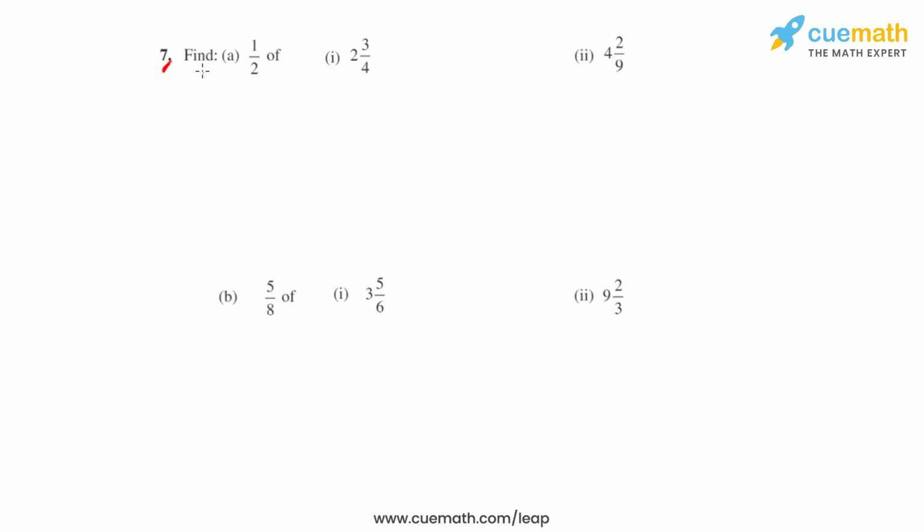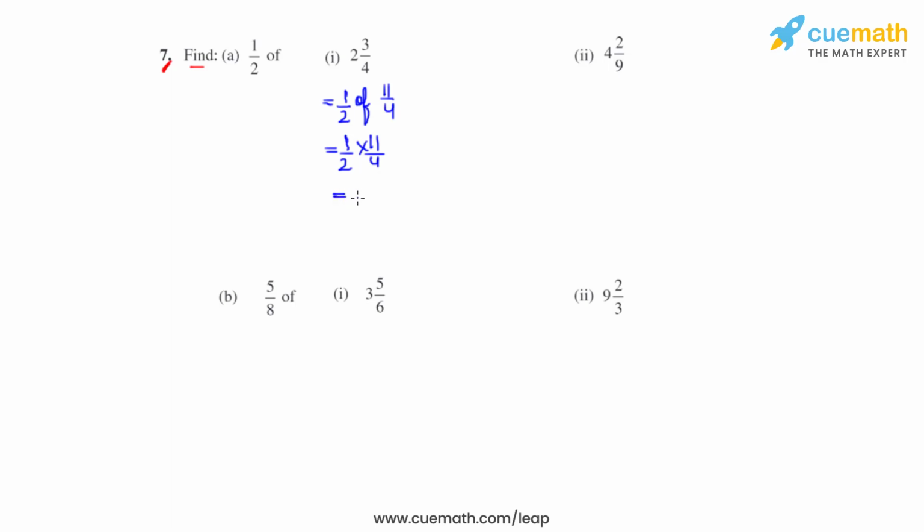Question number 7 says, find half of 2 3/4. So what we'll write is 1/2 of 2 3/4. If we convert this mixed fraction into an improper fraction, we'll get 11 over 4. So we replace "of" with a multiplication sign and write it as 1/2 times 11/4, and that will be 11/8.